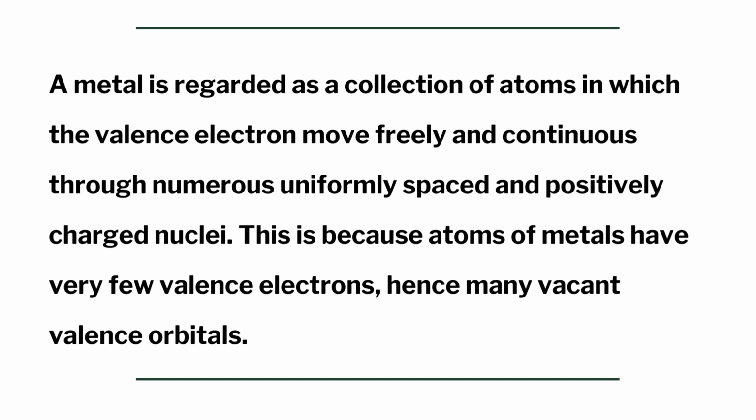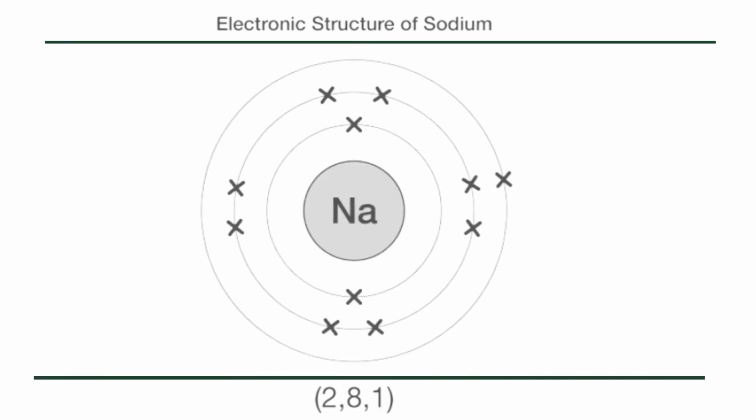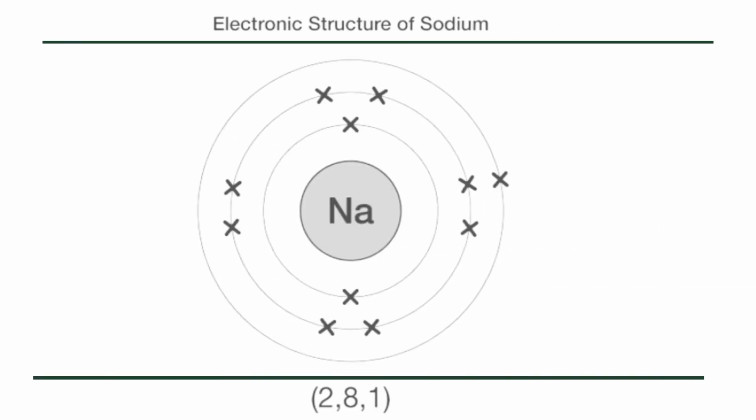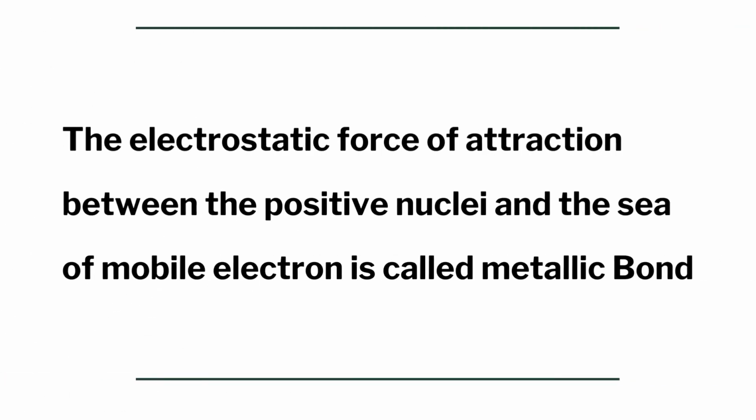Now let's check group 1 elements. Let's look at sodium. Sodium has one atomic shell. It has a very small number of valence electrons, so it's very possible for them to form metallic bonding. So the electrostatic force of attraction between the positive nucleus and the sea of mobile electrons is called a metallic bond.